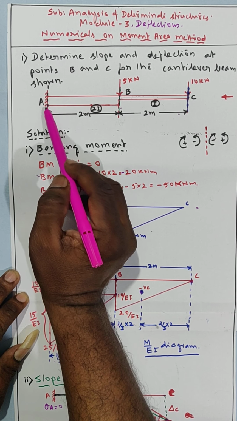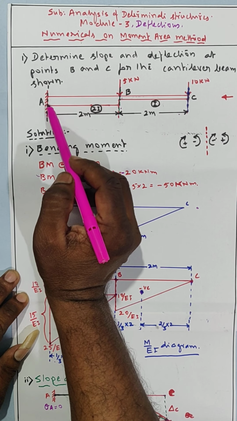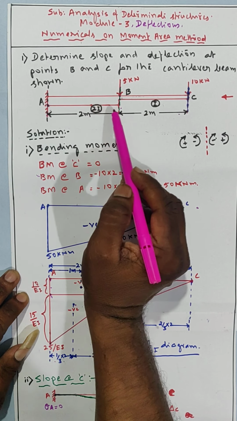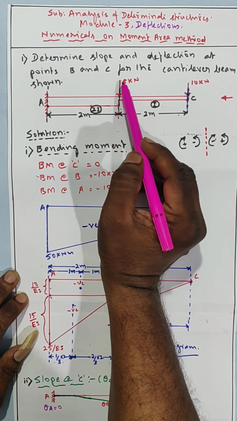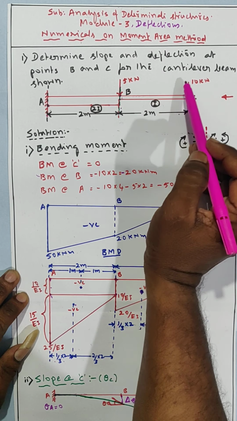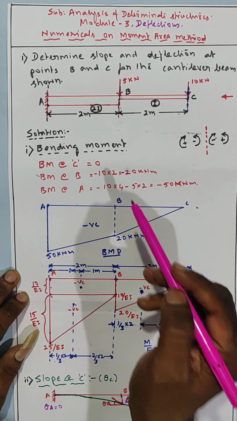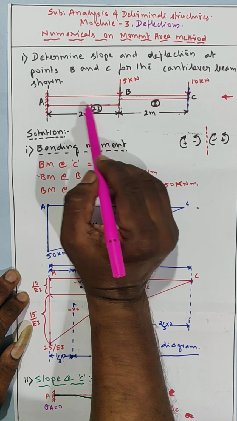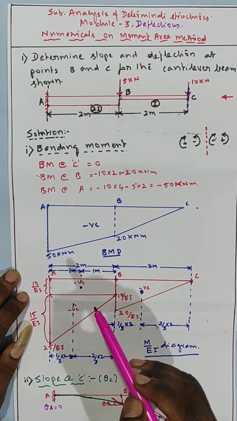See, this is the cantilever beam AC. This point is A, B and C. The length of portion AB is 2 meters, BC is 2 meters. Two loads are acting: one is 5 kN at B, and 10 kN at C. The flexural rigidity is also given. For the BC portion it is I, for the AB portion it is 2I.